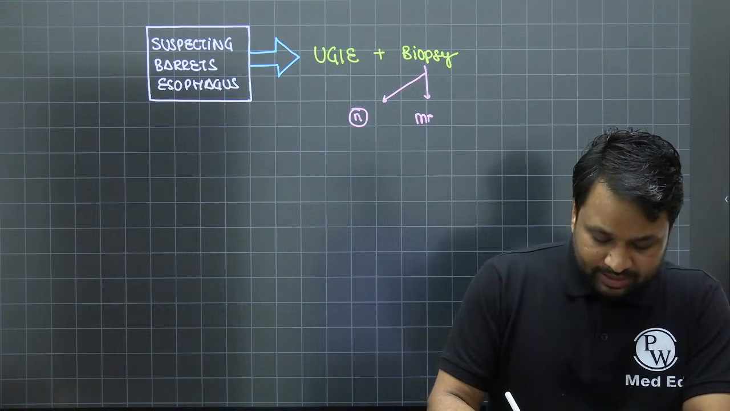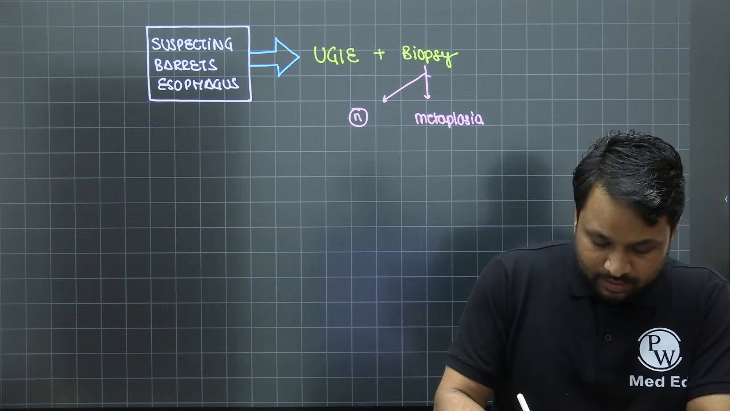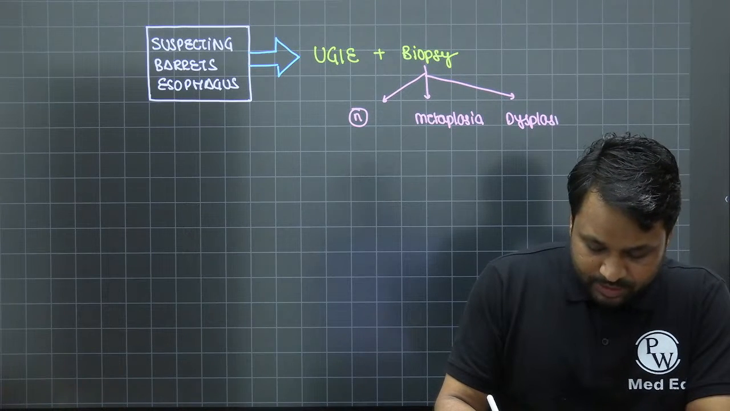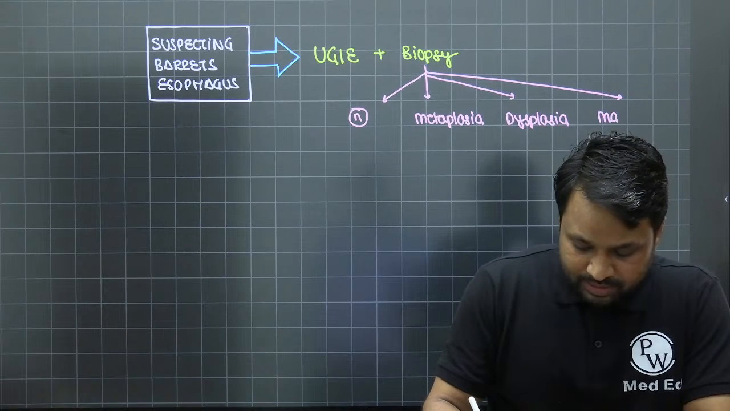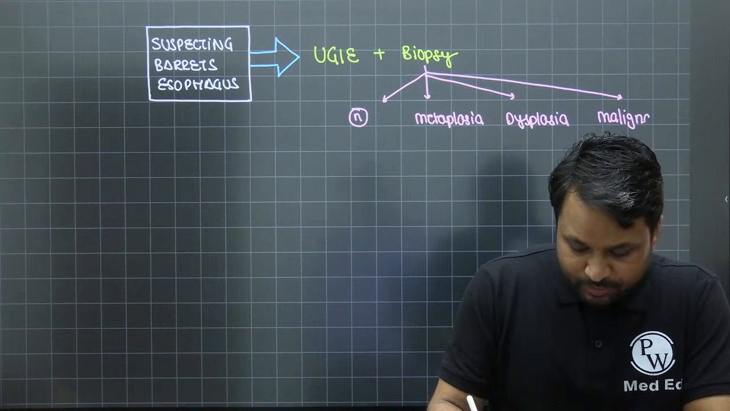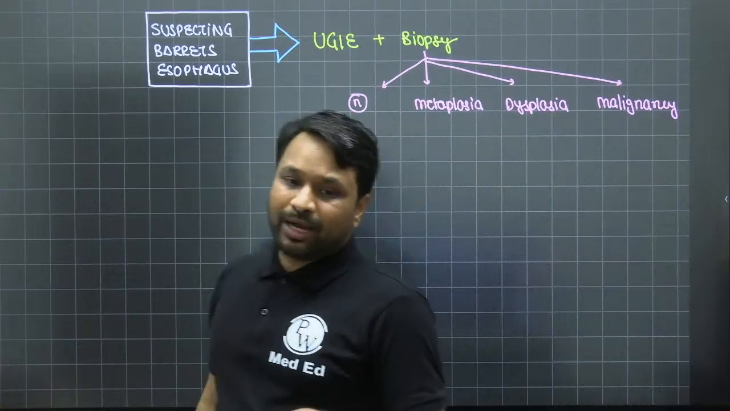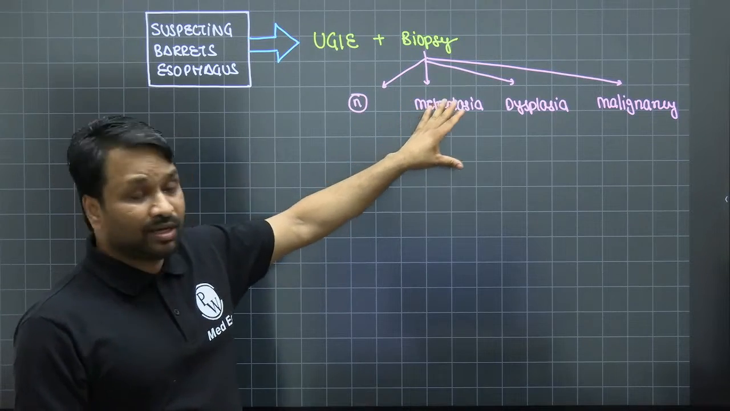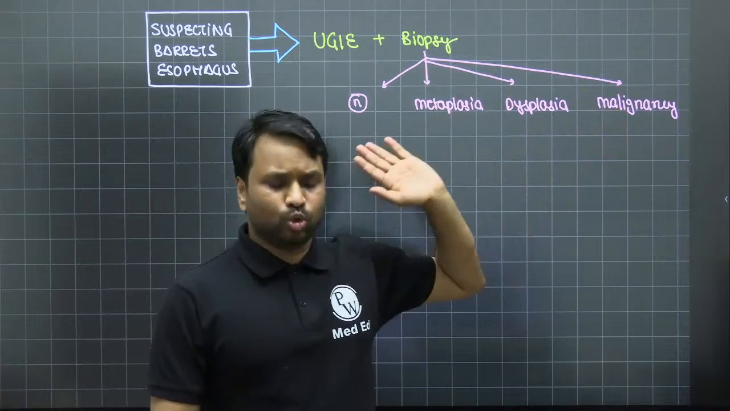Second, I can have metaplasia, which tells you it is Barrett's. Third, I can have dysplasia, which is what I'm worried about. Fourth, I can have malignancy, which is the worst possible outcome that your patient can have, right? So when you do a biopsy in a Barrett's esophagus, either it will be normal, or you will see some metaplasia, and the next phase, dysplasia, or it is already malignant, okay?